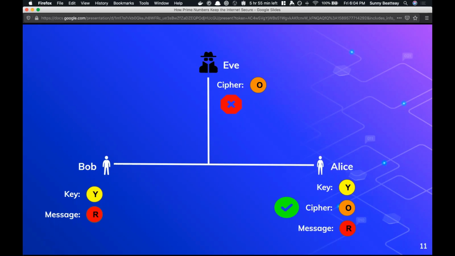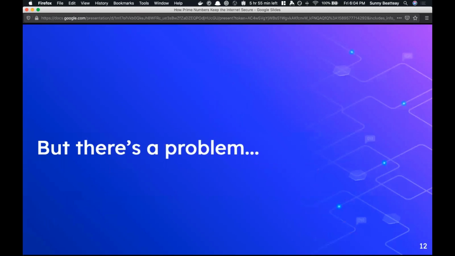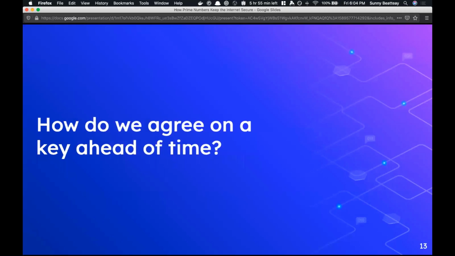So symmetric encryption has worked in this case, and symmetric encryption does work overall. However, there's a problem. The problem is, how do we agree on a key ahead of time? Because in symmetric encryption, we use the same key for both encrypting and decrypting.